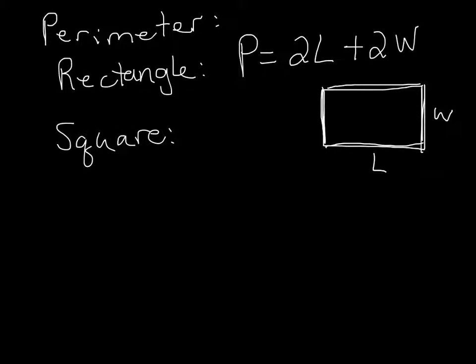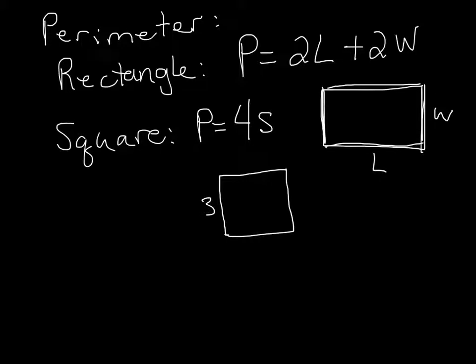Square: the perimeter equals 4 times the side. And a square is just like a rectangle, except that all the sides are equal. And so that's why it's 4 times every side. So that's an S. Okay. And so for this homework, you only need to know rectangle and square for perimeter.